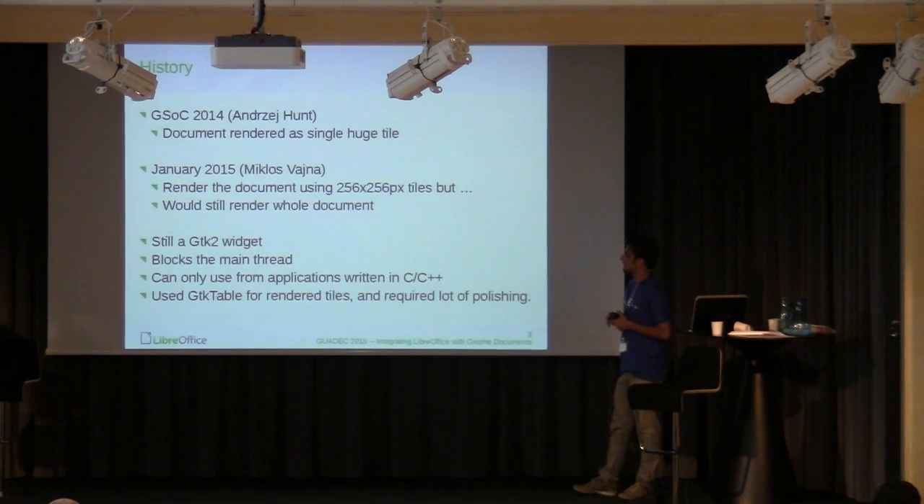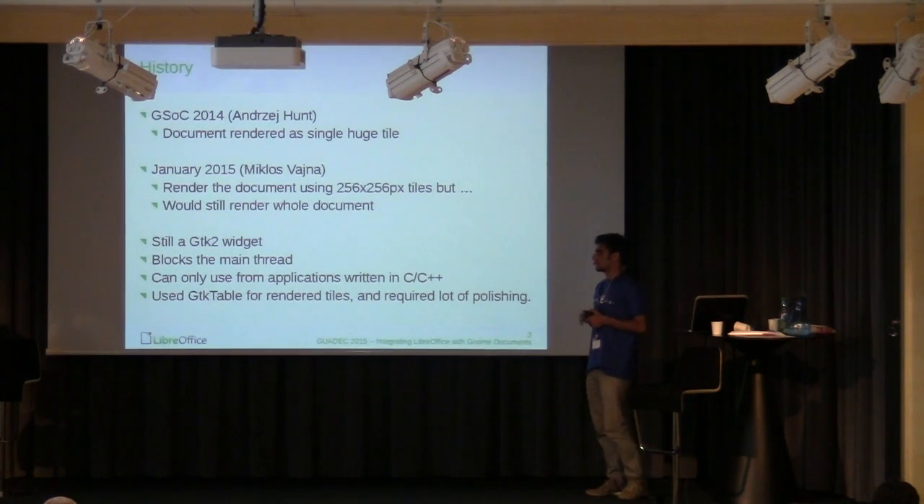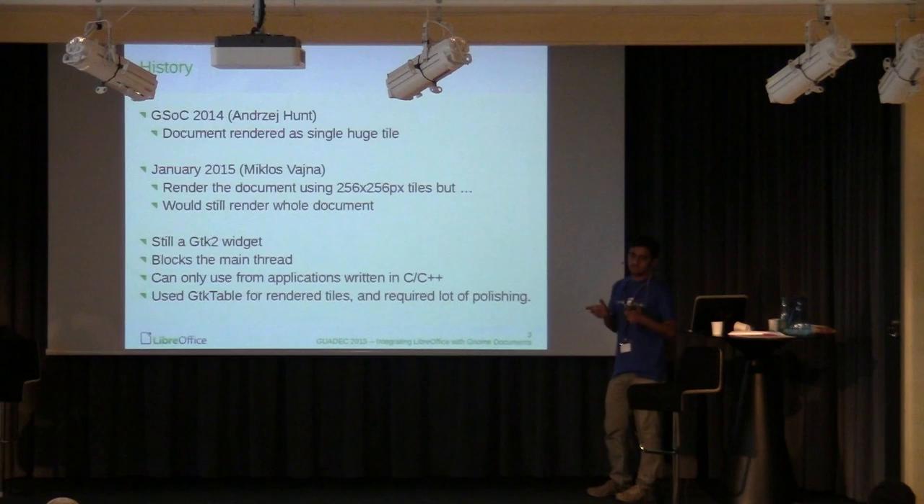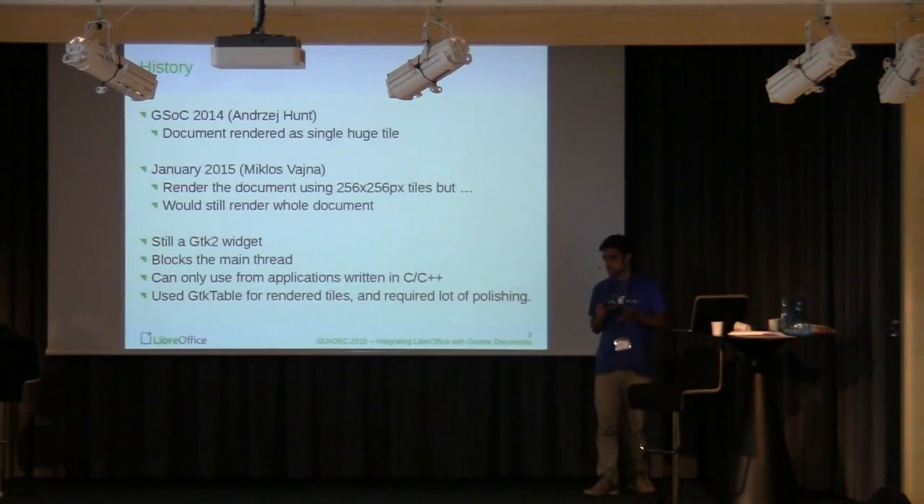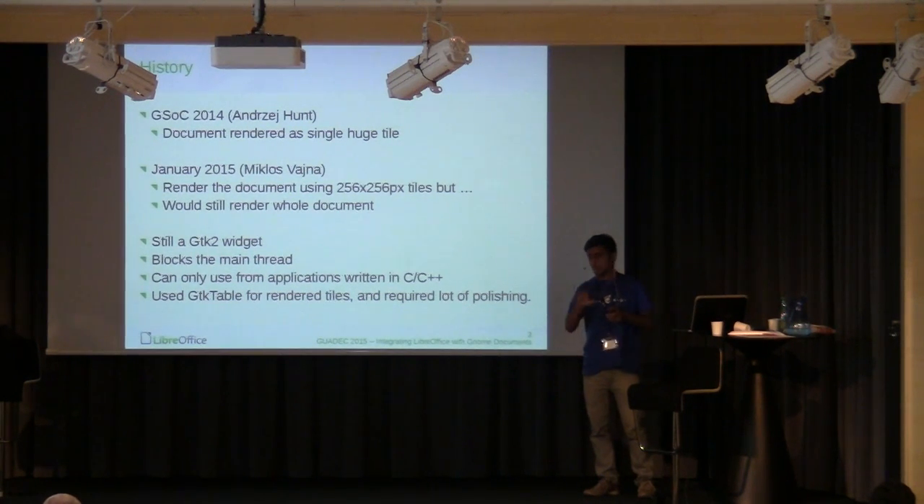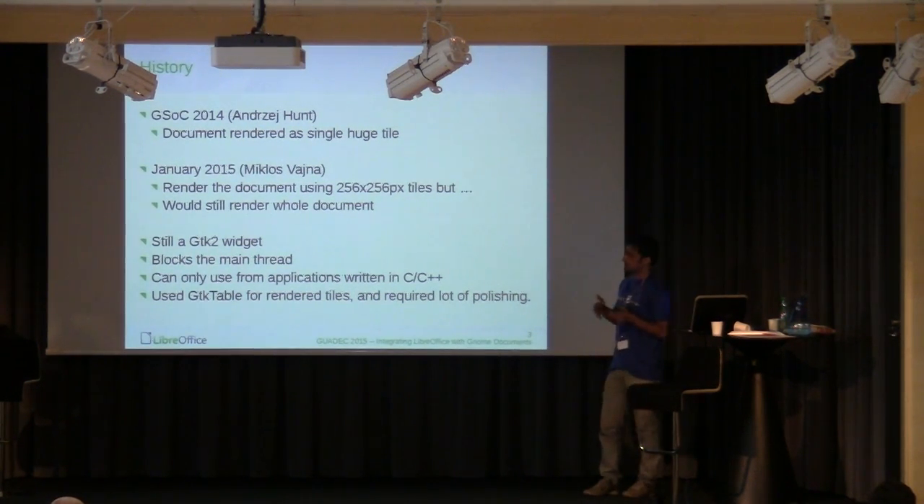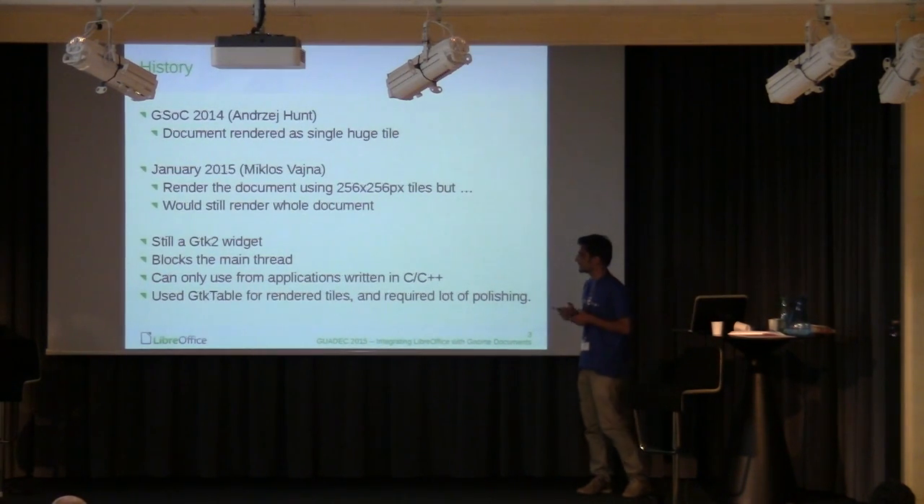And then in January this year, Miklos Vajna from Collabora worked on this, and he changed the model behind this widget, and now the widget used to render the document using smaller tiles, the 256 by 256 pixel tiles, but it would still render the whole document. So I don't think there is need to render the whole document. For example, if you have a huge document of say 100 pages, then you don't need to render all of it at once. You can just render a few of the tiles that are visible on the screen, and as the user scrolls down the window, you can start rendering other tiles as per the demand.